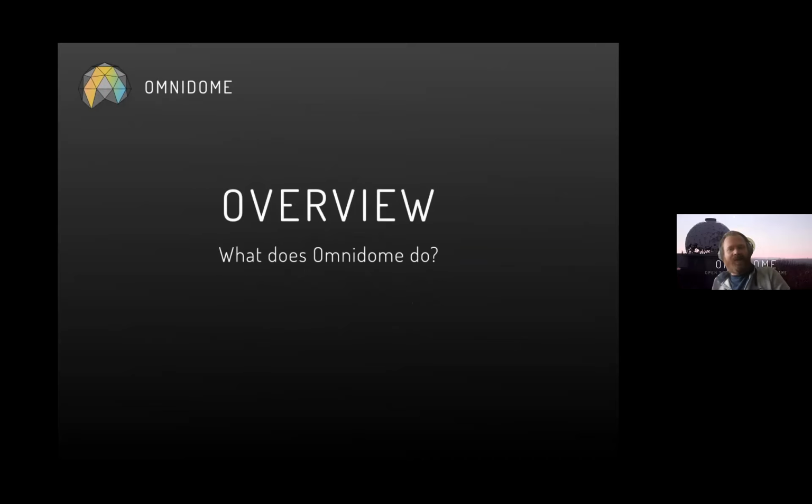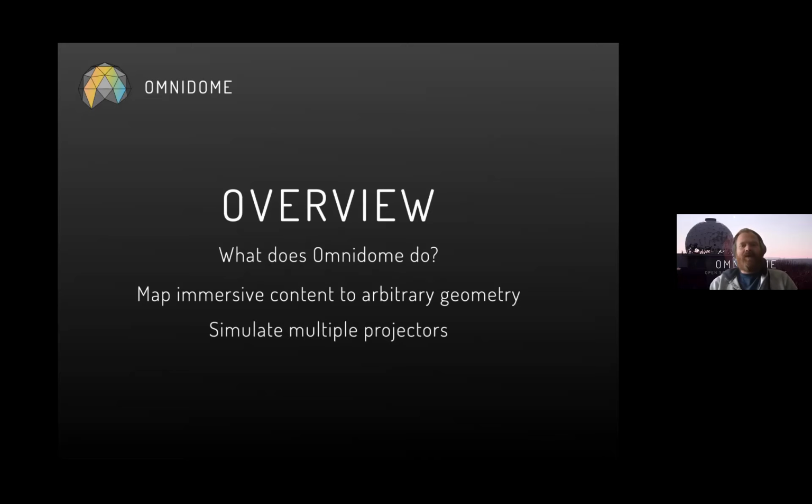And what does it do? What's it sort of about? So what you can do with Omnidome is you can map your immersive content to an arbitrary geometry. You can simulate the multiple projectors that you need to actually cover your dome or box or geometry that you have. And you can warp, blend, and color correct each projector image to create one continuous image from these multiple projectors.